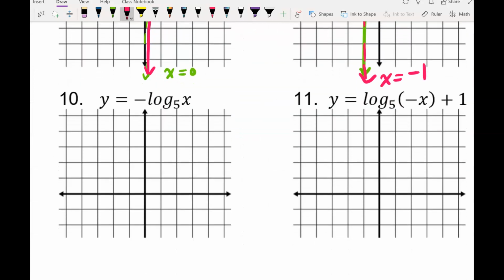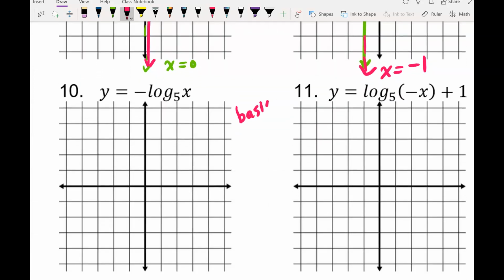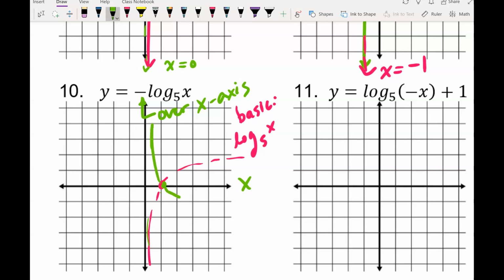Number 10, my basic graph that I want to start with and then move it is log base 5 of x. Again, we start with the point (1, 0). This is my basic graph. And if I look at this negative, that's going to reflect it over the x-axis, upside down. So I reflect it over the x, meaning all these points here get moved up here, and all those points get moved down here. And there is my logarithmic graph. Notice that my asymptote, there's been nothing subtracted from x, or you can think 0's been subtracted from x.